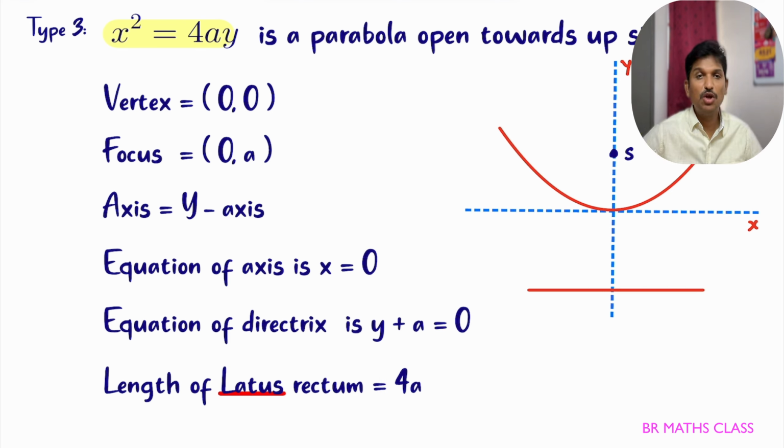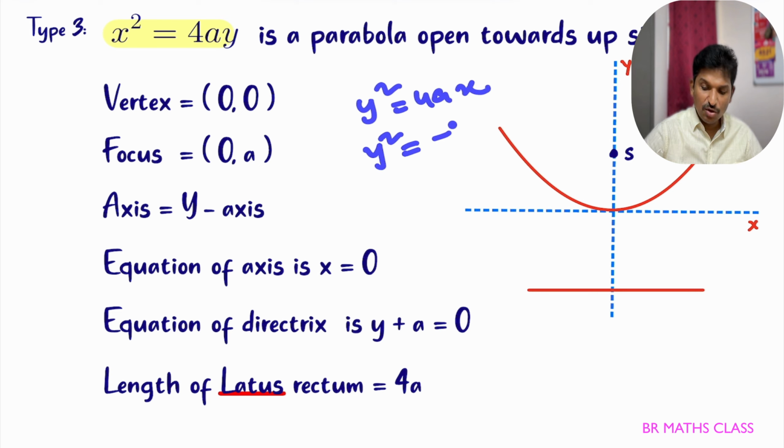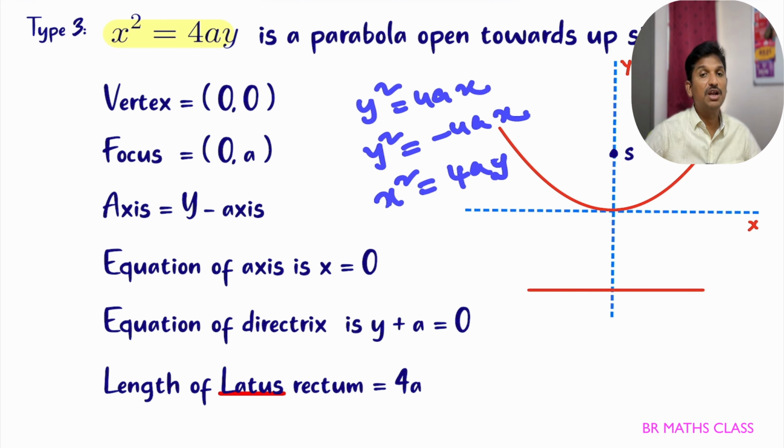First one is what? Parabola open towards right side. What is its equation? y square equal to 4ax. Second one is what? Parabola open towards left side. What is its equation? y square equal to minus 4ax. Third one is what? Parabola open upward direction. Its equation is x square equal to 4ay. Next one is what? Parabola open downward direction. Its equation is x square equal to minus 4ay.